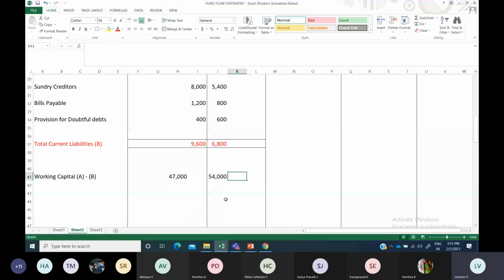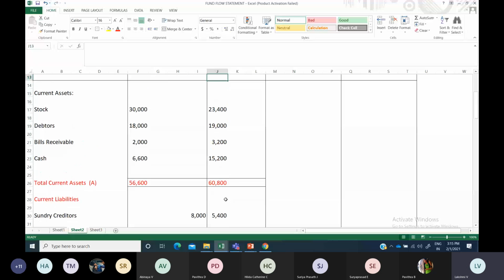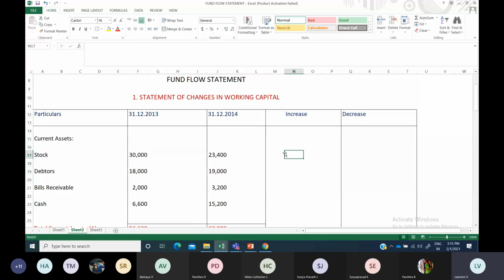Okay. Now, before going further, let me check whether it is an increase or decrease. How to mention it in the increase column or the decrease column, we can find out. If there is an increase in the current asset in the current year compared to the previous year, mention it in the increase column. Same way, if there is a decrease in the current year compared to the previous year, you have to mention it under the decrease column. Increase in current asset increases working capital. Decrease in current asset decreases your working capital.